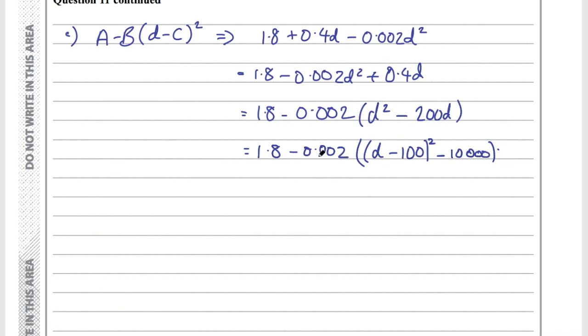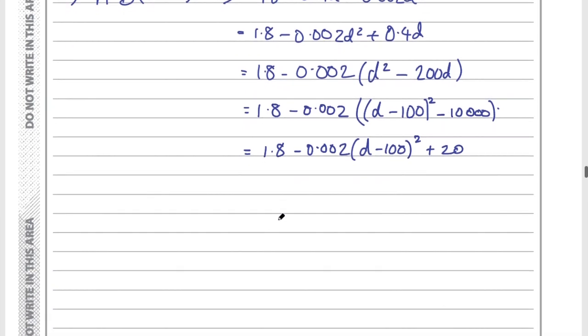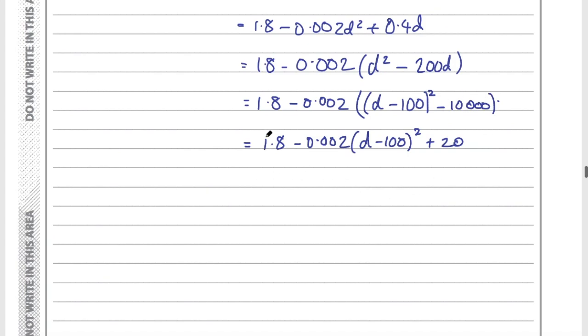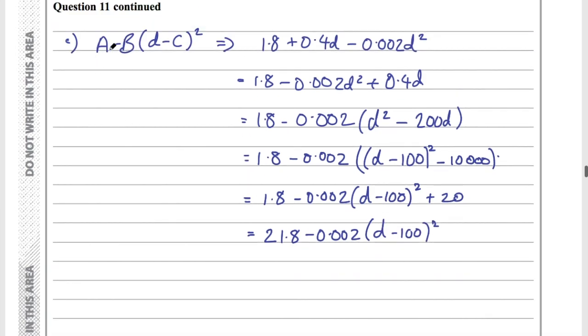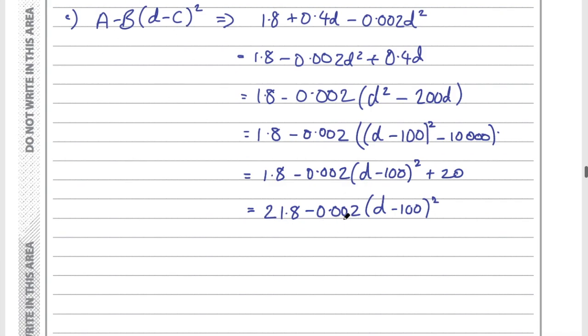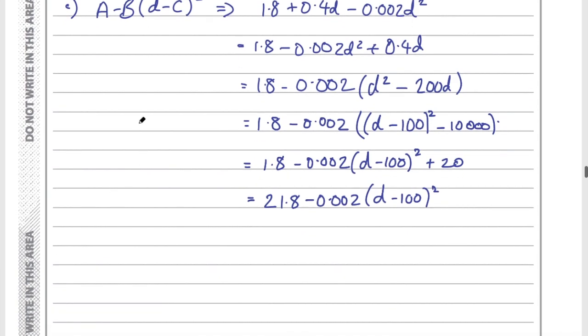And then if I expand these brackets out again, I'll have 1.8, and I'll apply this 0.002 to these brackets and this 10,000. So I'll have 0.002 d minus 100 squared, and then 10,000 times 0.002. So we'll just be left with 20, and that becomes a positive because we have a negative and a negative. So I've expanded those brackets out, I've got rid of those brackets, so now I can add this 20 to this 1.8, so 1.8 plus 20, that's 21.8, minus 0.002 d minus 100 all squared, and this looks like what we needed. So this is a minus b bracket d minus c all squared, where a equals 21.8, b equals 0.002, and c equals 100. But yeah, the key there was to notice you had to use completing the square.